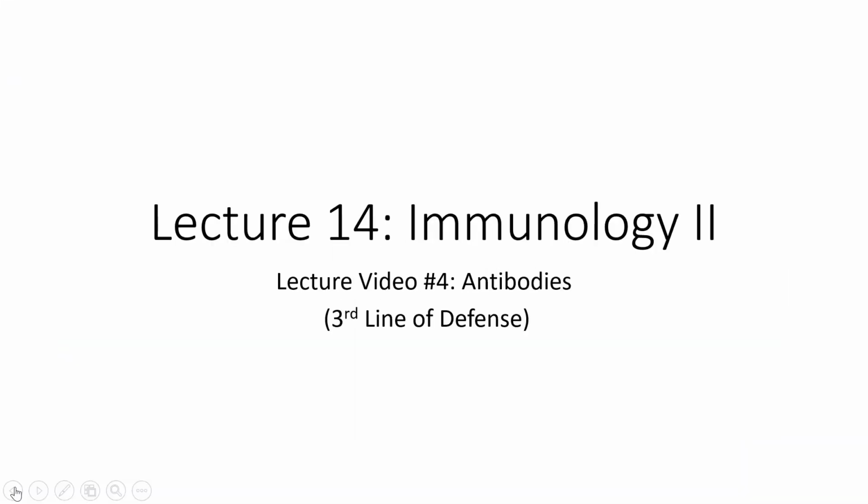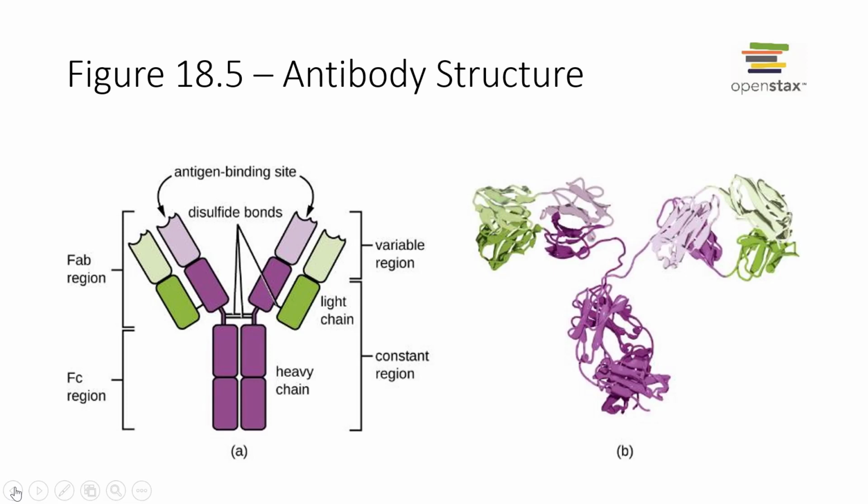So these antibodies are actually proteins secreted by the plasma cells. Let's take a closer look at their structure. So antibodies are composed of 4 different protein chains. There's 2 heavy chains. So the heavy chains are shown in purple. So here's one heavy chain, and here's the second heavy chain. These heavy chains are held together by disulfide bonds. So there are actually disulfide bonds that hold the chains together.